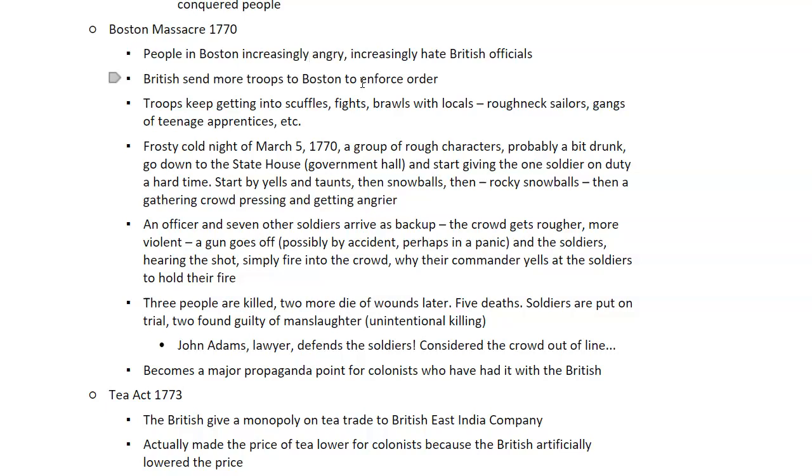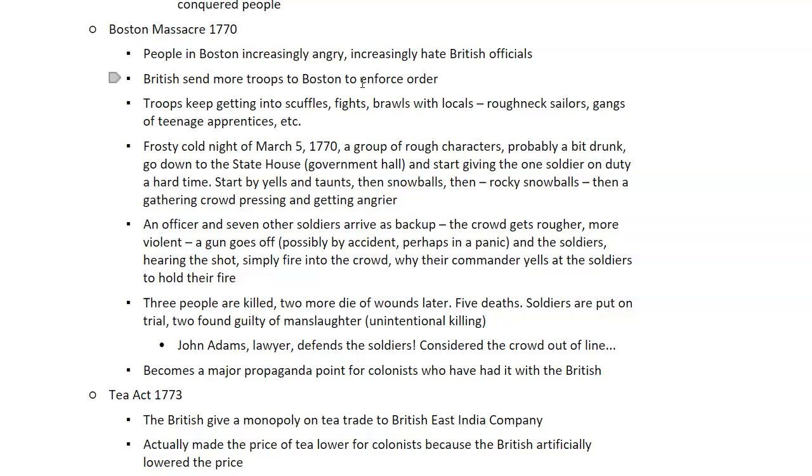3 people get killed. A few more are wounded. 2 of them will die later of wounds. So there are 5 people who are killed altogether. The crowd disperses. But, wow, was this a big deal. News of this is spread from one end of the colonies to the other. It starts to be called a massacre, not merely an incident or something like this. And the soldiers wind up being put on trial.